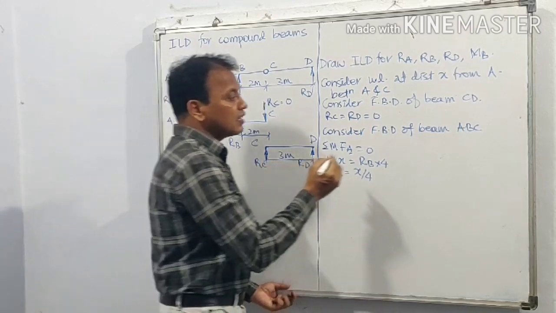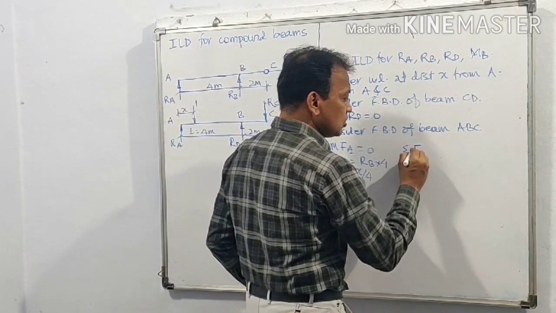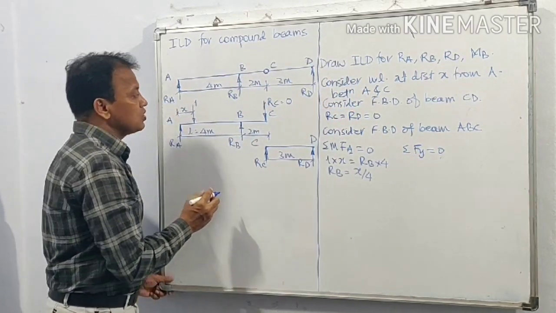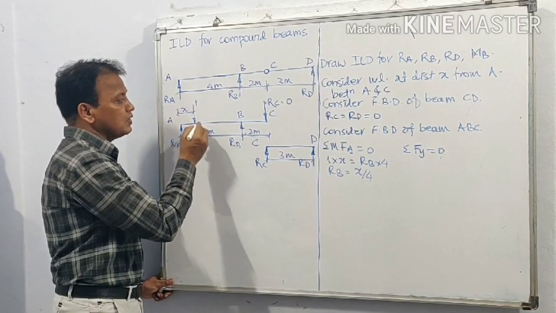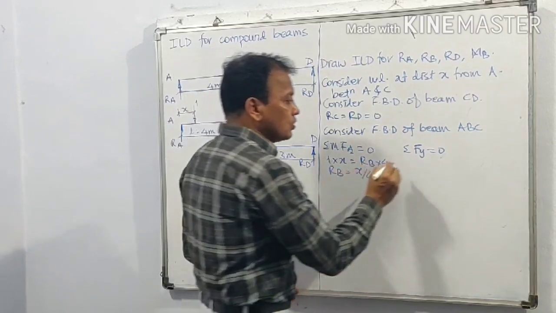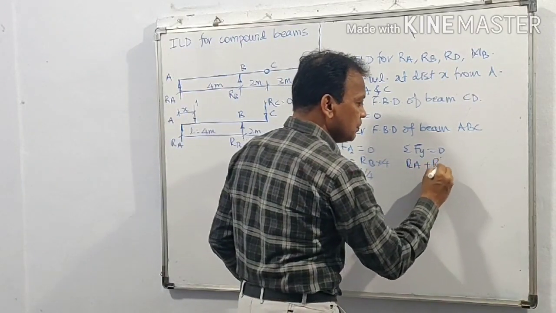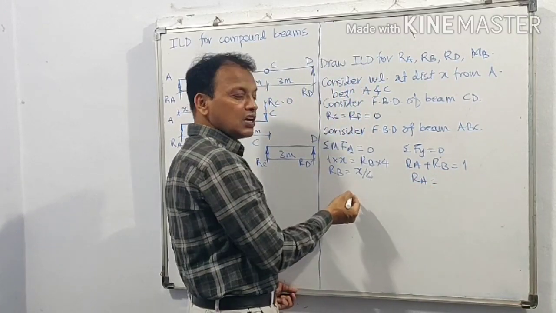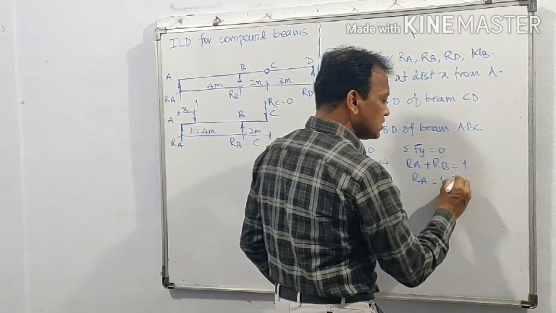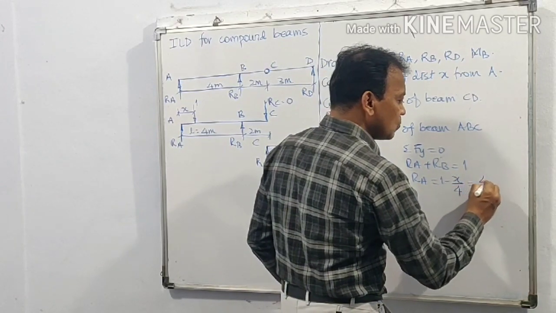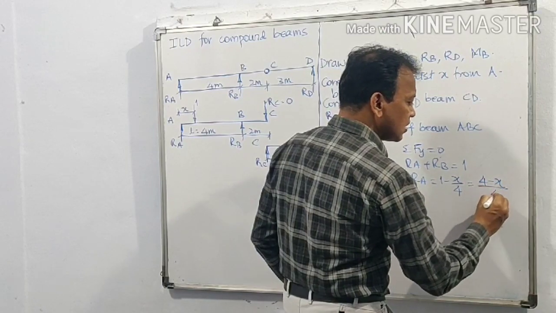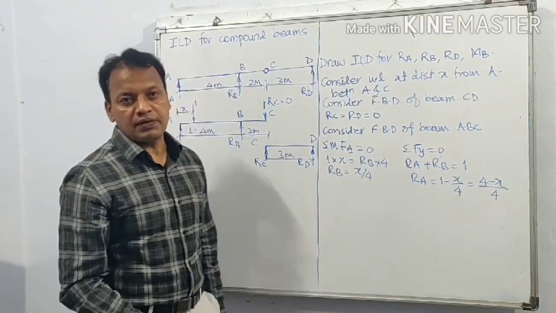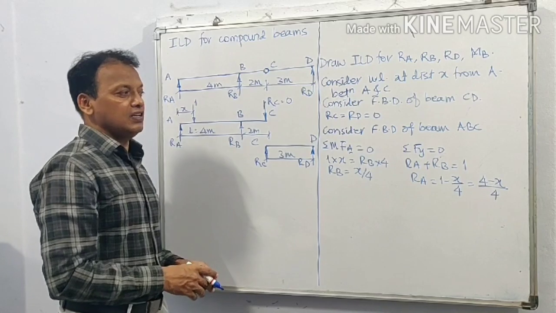Now apply the next condition of equilibrium. Summation Fy is equal to 0. Algebraic sum of vertical forces is equal to 0. That means RA plus RB is equal to 1. Therefore RA is equal to 1 minus RB, that is 1 minus X upon 4, which is equal to 4 minus X upon 4. This is nothing but L minus X upon L, which we have calculated earlier.